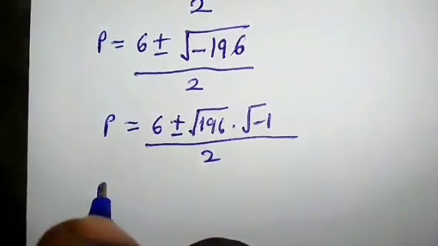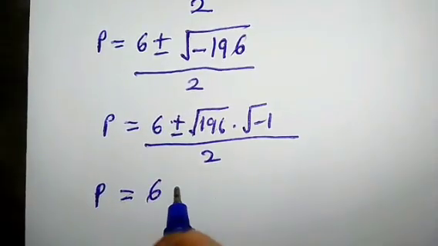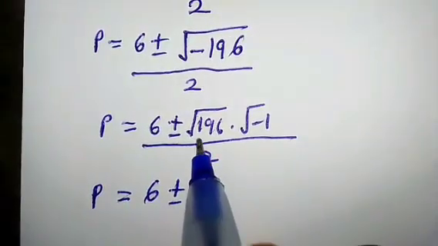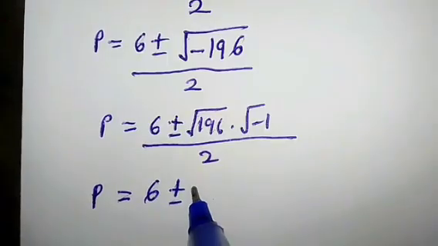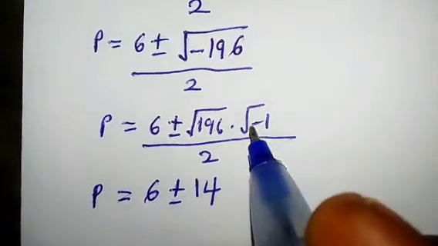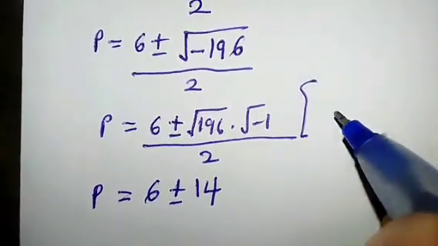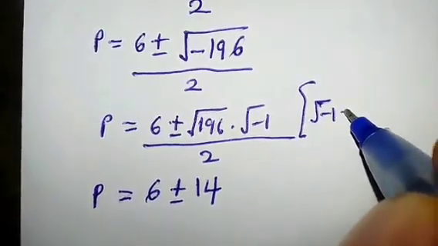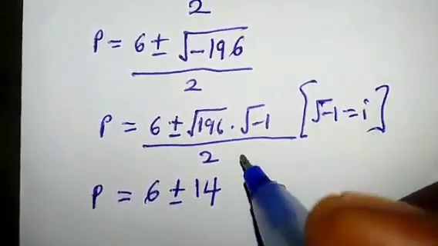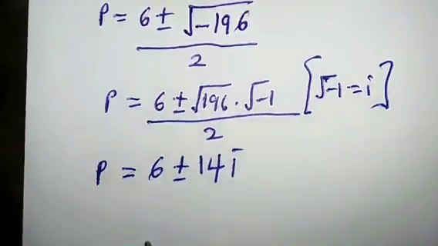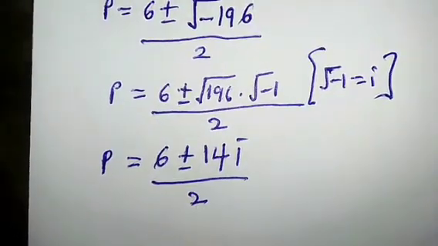Let's proceed further. p equal to 6 plus or minus, what is the square root of 196? That is 14, times the square root of negative 1. But we know that from complex numbers, the square root of negative 1 is equal to i. So we have i here, divided by 2.